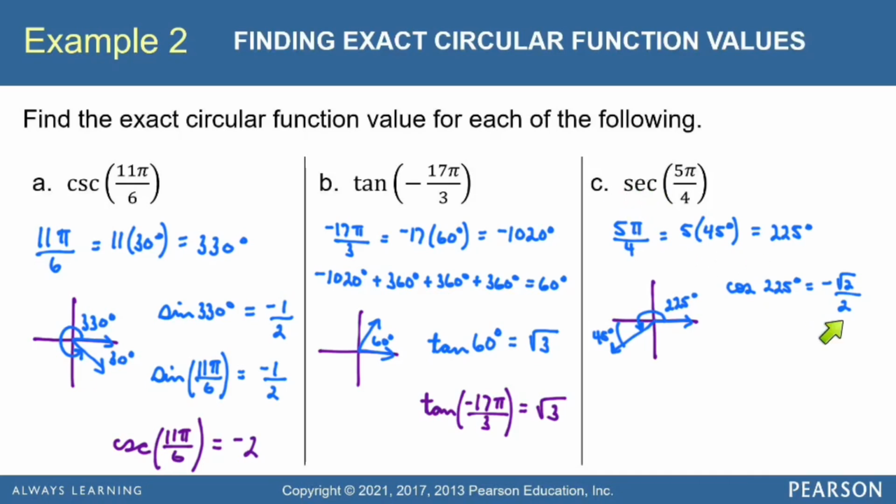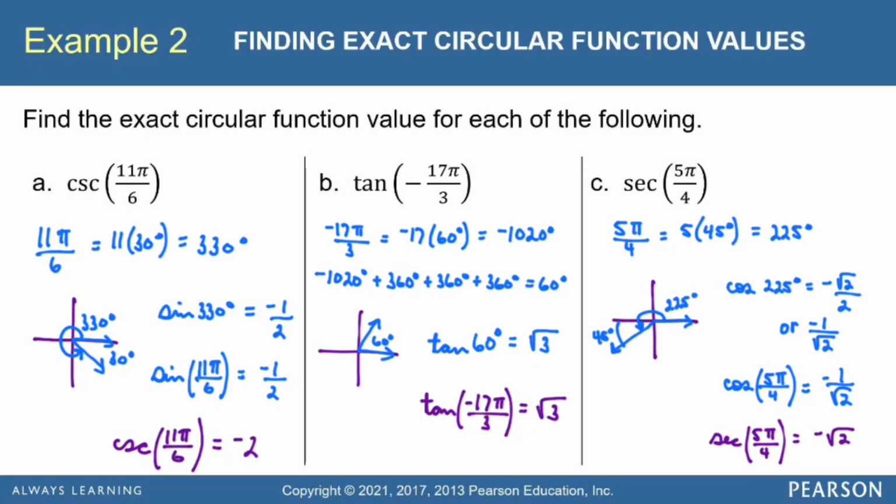And so let's remember that before this was rationalized, it looked like negative 1 over square root of 2. And so now, since the cosine of 225 is negative 1 over square root of 2, the cosine of 5 pi over 4 is also negative 1 over square root of 2. And so that means that the secant of 5 pi over 4 is the reciprocal of this value, so it's going to be negative square root of 2.